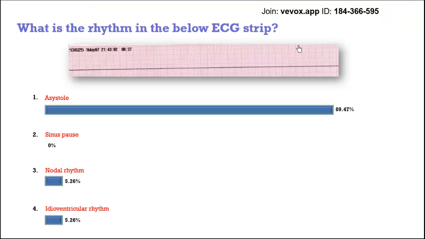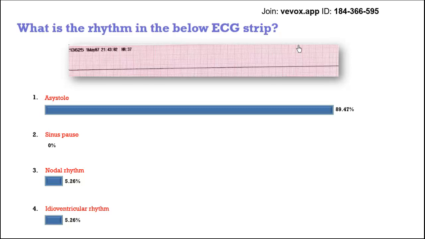Again, 2 people are not here. So some people said nodal. Some people said idioventricular. It's a flat line, nothing at all. We have no rhythm. So this is asystole, A means no, okay?